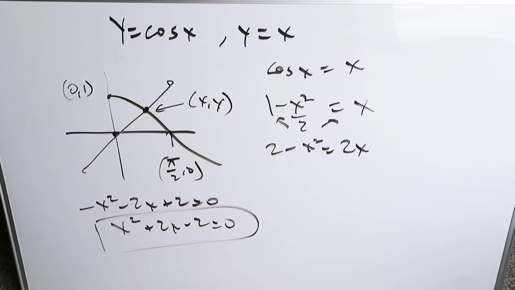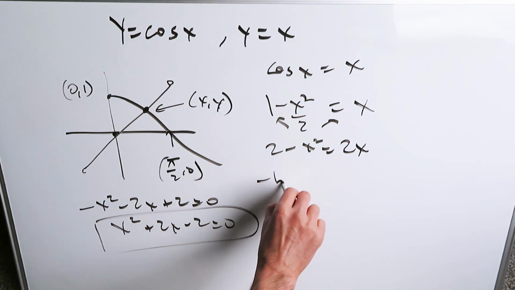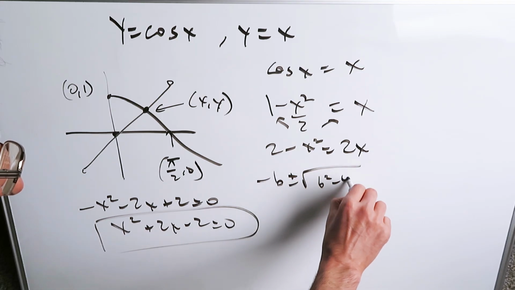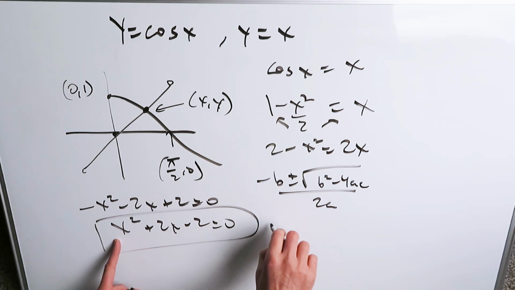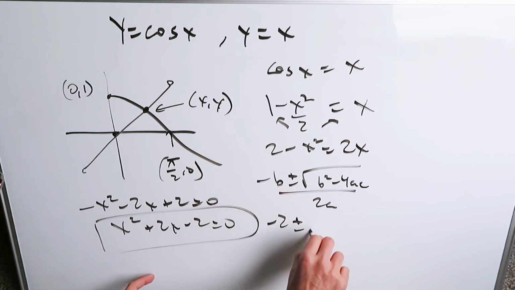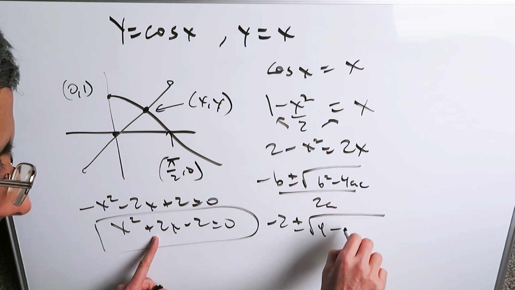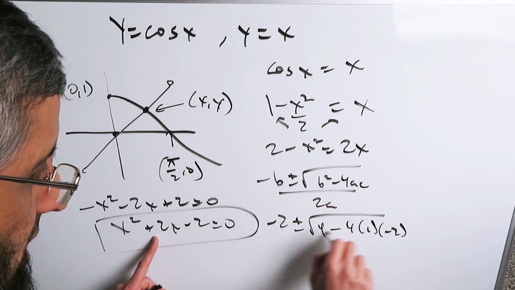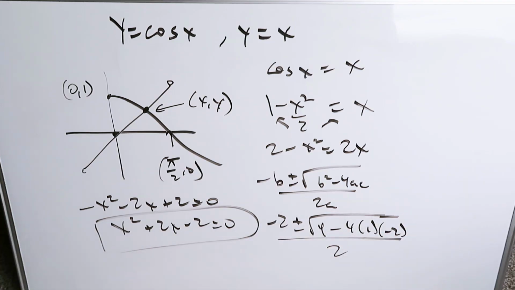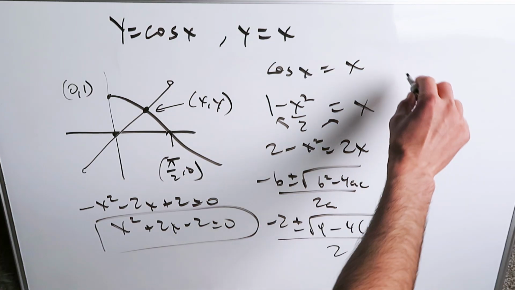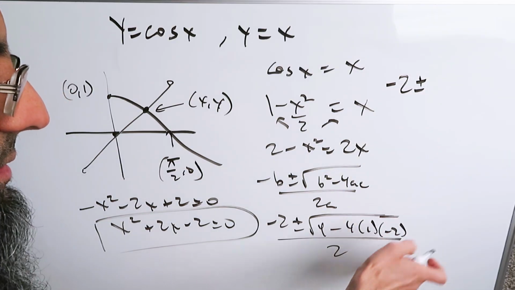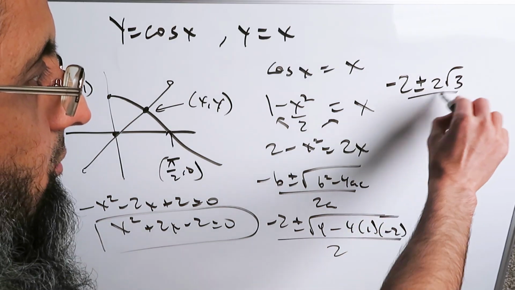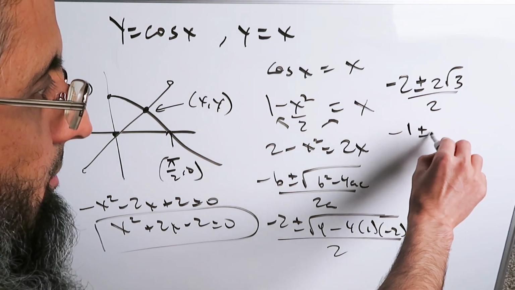You have here a quadratic equation for which we will now bring out the quadratic formula. A, b, and c, you know, minus b plus or minus the square root of b squared minus 4ac over 2a. What is my b? It's a 2, so minus 2 plus or minus the square root of b squared, which is 4, minus 4 times 1 times minus 2, divided by 2 times 1. When I solve this out, what do we have? I have minus 2 plus or minus root of 12. 4 plus 8 is 12. Root of 12 is 2 root 3, over 2. When I simplify it, I have minus 1 plus or minus root 3.